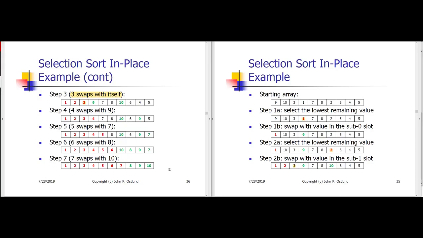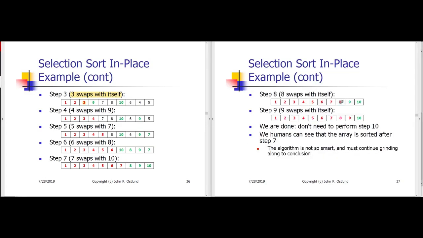We can see that at this point, but our algorithm is too stupid to know that, so our algorithm just keeps grinding along, and we swap 8 with itself, we swap 9 with itself, and at this point we're done. Since we only have 1 volume remaining, that volume has to be the lowest numbered remaining volume, and it's already in its correct location because there's only 1 location left. Okay, so this slightly modified version of selection sort does an in-place sort, not using any extra memory.